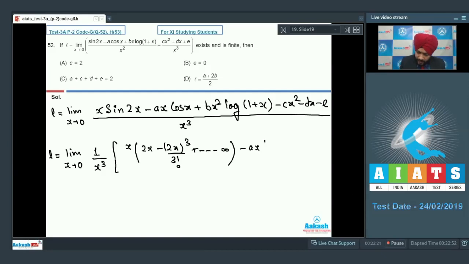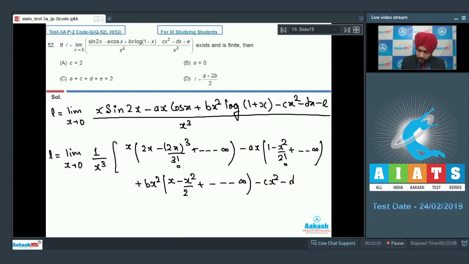Minus ax. Cos x is 1 minus x square by 2 factorial. X power 4 terms are not required. So let it be. Plus bx square into log of 1 plus x, which is x minus x square by 2. And the further terms are not required. Minus cx square minus dx minus c.